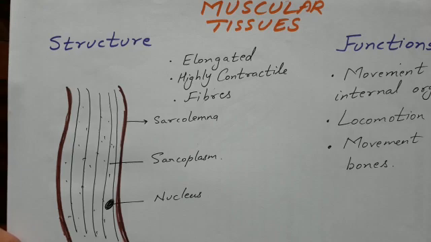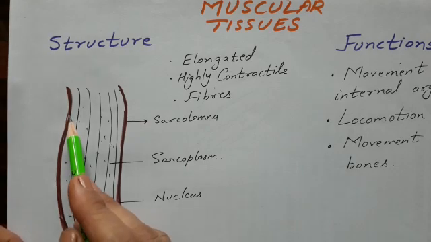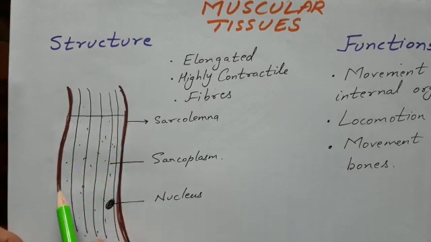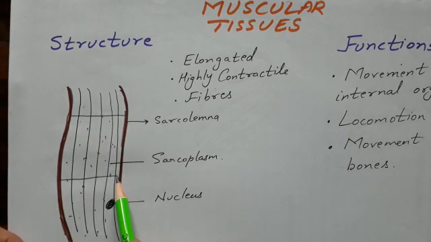Movement of the internal organs like heart, alimentary canal, kidneys and all other organs, and also for movement of body from one place to another, that is locomotion. Now we know that every body part is made up of tissues, or tissues are made up of cells. So muscular tissues are also made up of a special type of muscle cells.